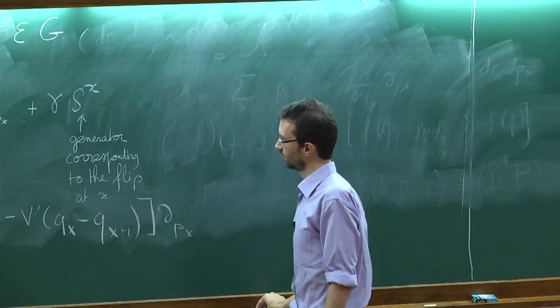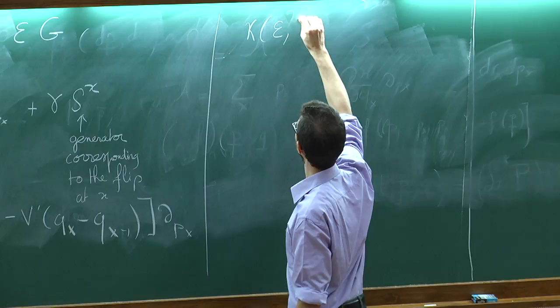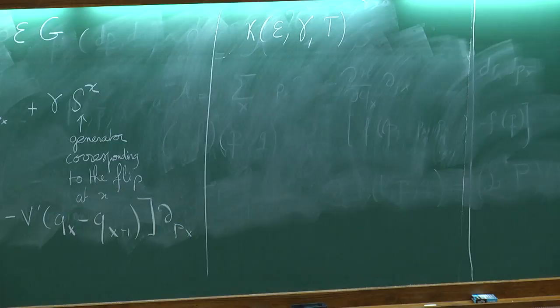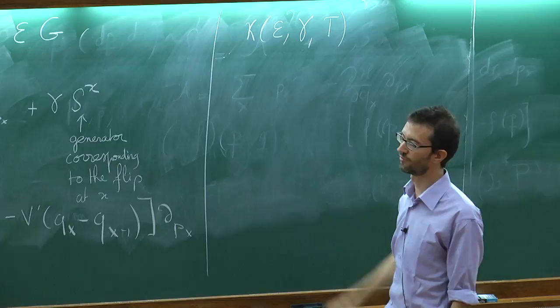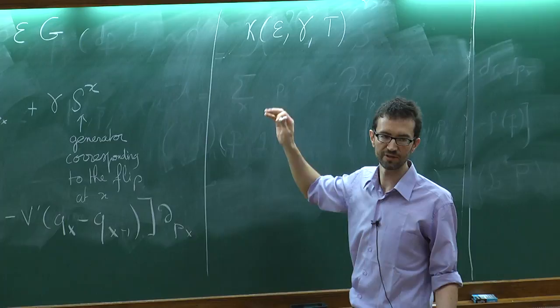So now if you look at the conductivity, which is now well defined, it depends on three parameters: epsilon, gamma, and T, the temperature. The dependence on the temperature I'm not very interested in, but I am very interested in the behavior of kappa in terms of epsilon and gamma. So of course, when epsilon is equal to zero, the conductivity is just zero. You don't have any interaction between particles.